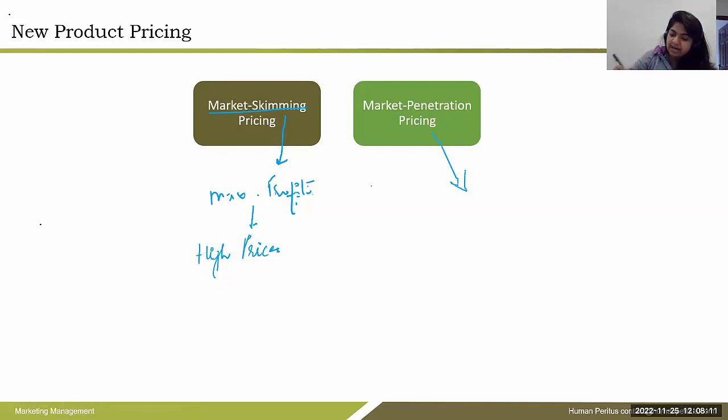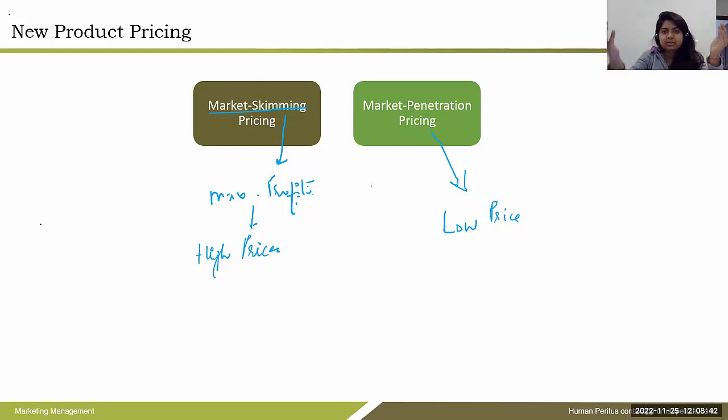Completely opposite, market penetration. You enter the market at low price. I always give the example of Jio. They entered the market at practically zero price. They took the entire market share to them and now they're charging whatever they want because people have moved there. So when you enter the market at very low prices with the aim of increasing market share, it is market penetration strategy.